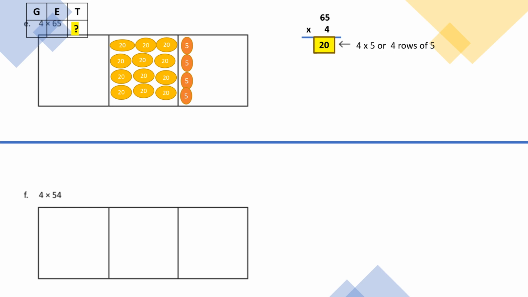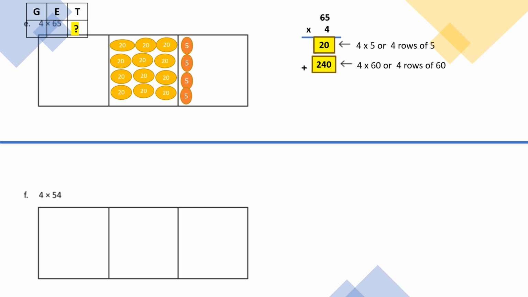Now let's move over to our tens place. We have 4 rows, and there are 60 in each row. 4 rows of 60. Now, you can count by 20s to figure that out. If you count by 20s, what is 4 rows of 60 equal to? Or 4 times 60? If you said 240, you're correct. 4 times 60, or 4 rows of 60, is equal to 240.